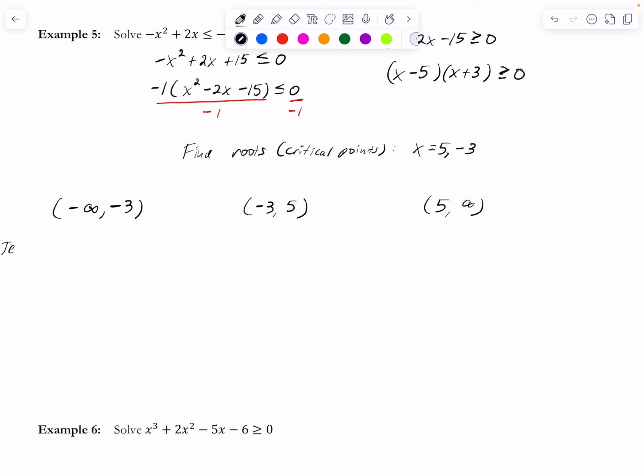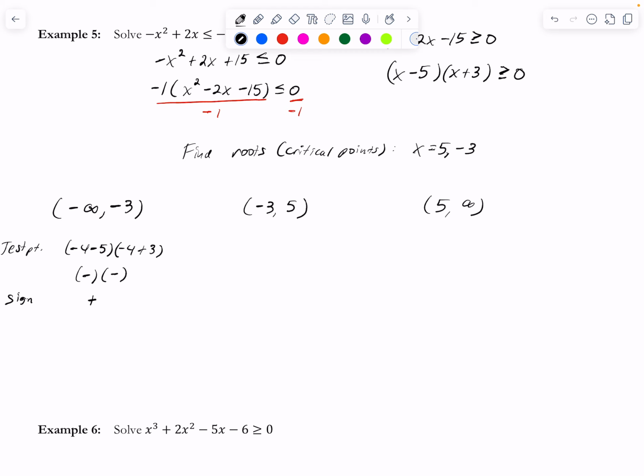So my test point that I'll use for this first one is going to be -4. So I'm going to plug in -4 minus 5 times -4 plus 3. All right, let's find the sign of this. So negative minus a negative is still a negative. Then -4 plus 3 is still a negative, so the sign is a positive.